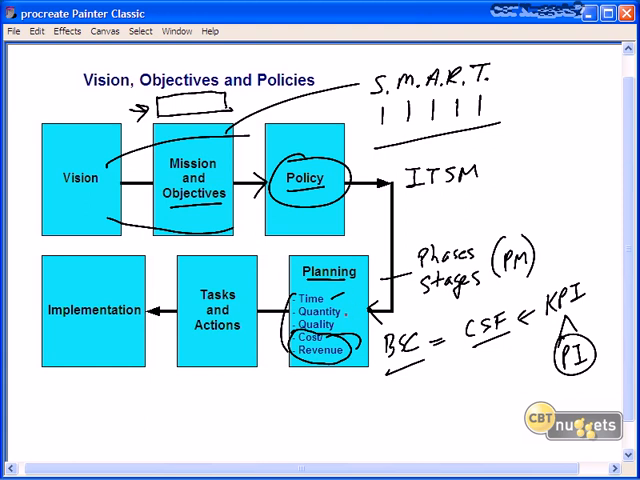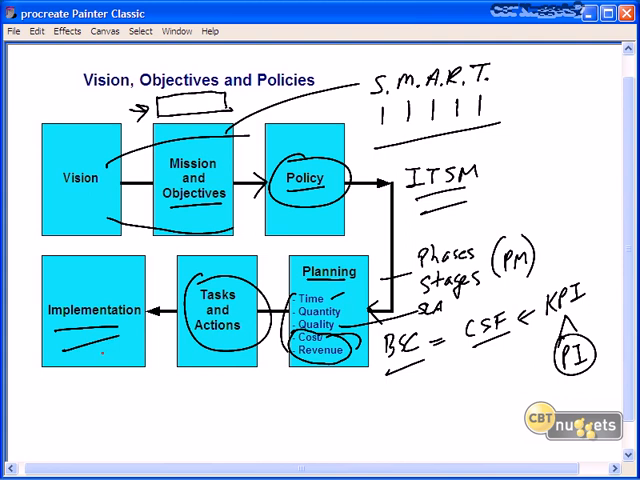The quantity of resources needed. Quality, the quality of the deliverables, the results. This is based on your service level agreements. And cost and revenues. The service deliverables must be in proportion to the expected costs, the expected revenues of the organizations. And that leads to specific tasks and actions that ultimately implement the processes.